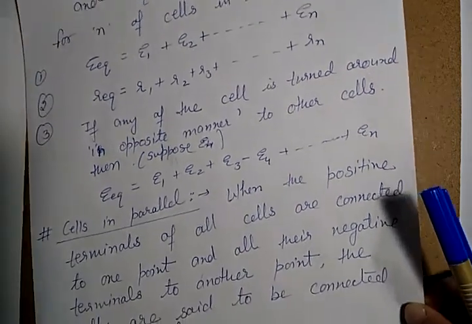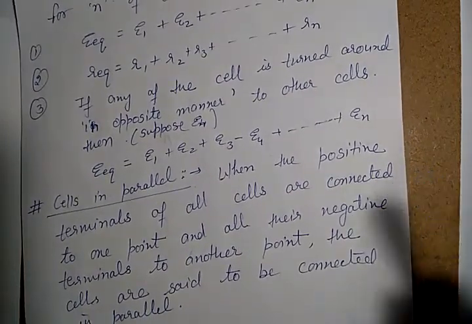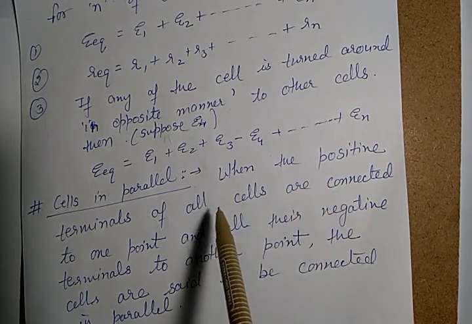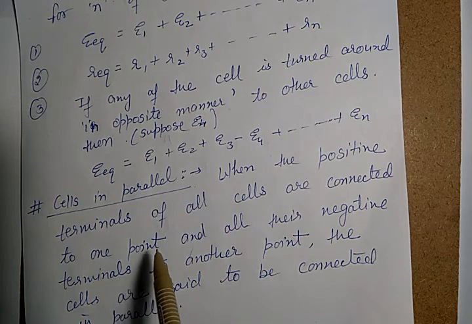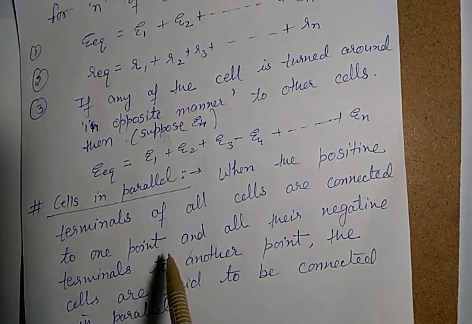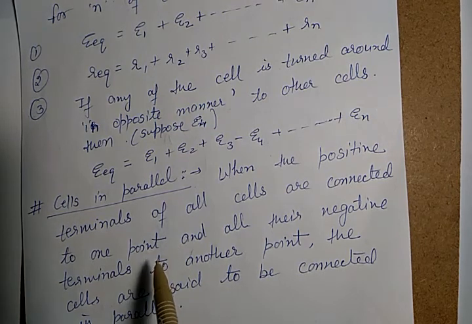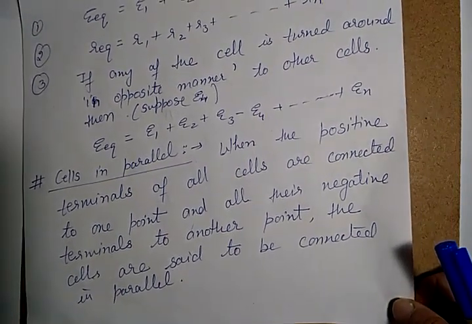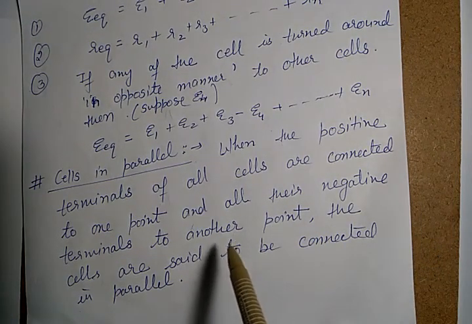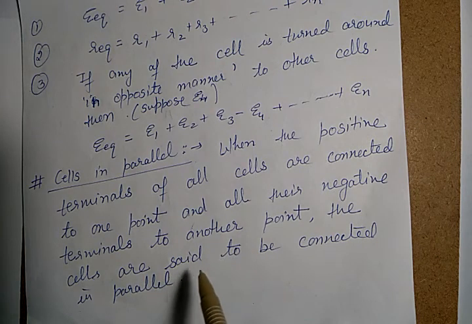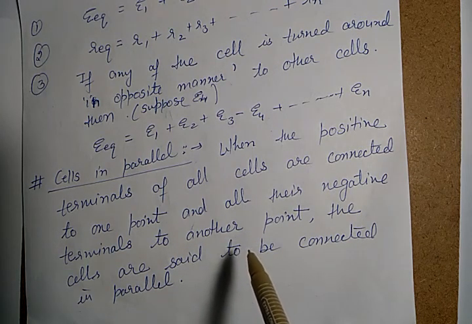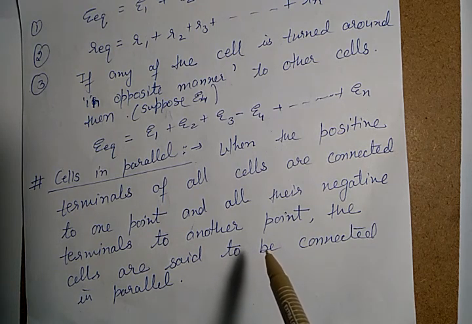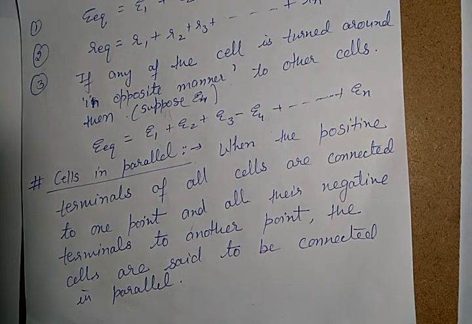Now let us consider when the cells are connected in parallel combination. When the cells are connected in parallel, the positive terminals of all the cells are connected to one point, and all their negative terminals are connected to another point. So this combination is said to be a parallel combination, as all the positive terminals are connected together through a single terminal, and all the negative terminals are respectively connected to the same sort of terminal.